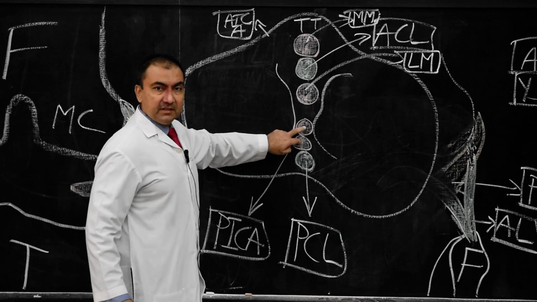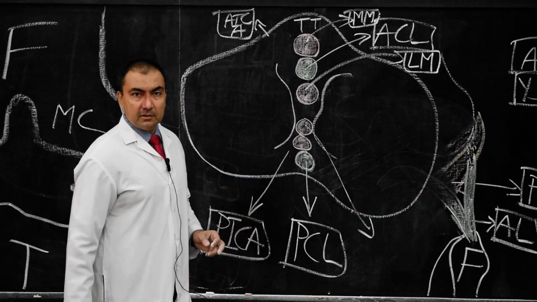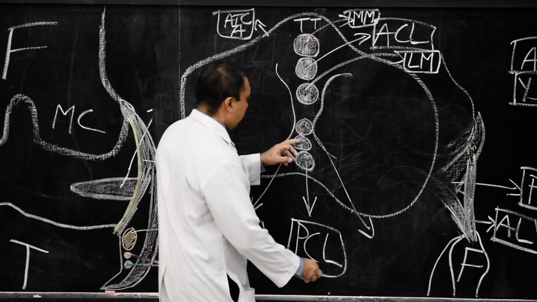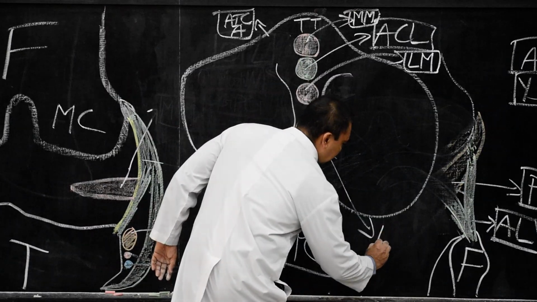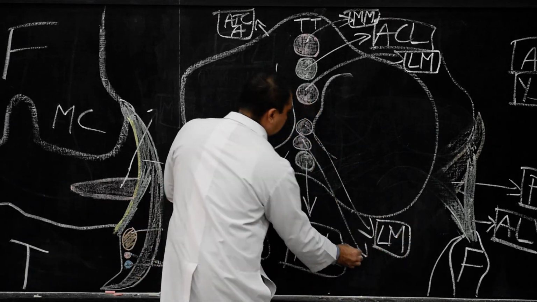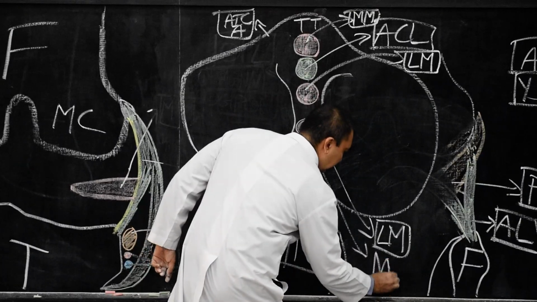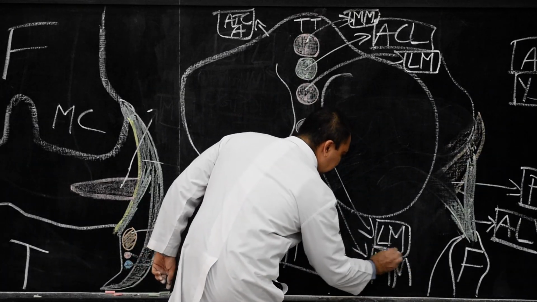What are these two structures? Once again, this structure over here will be the posterior horn of the lateral meniscus, and this structure over here will be the posterior horn of medial meniscus.